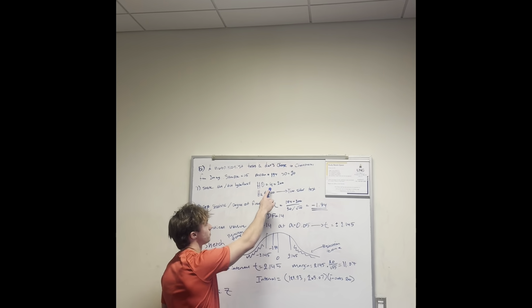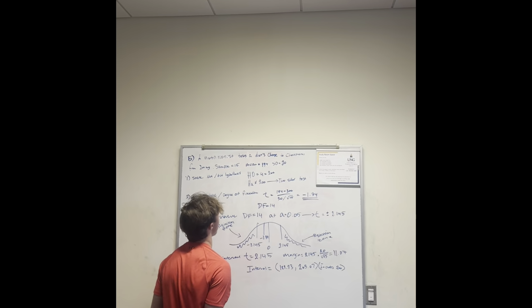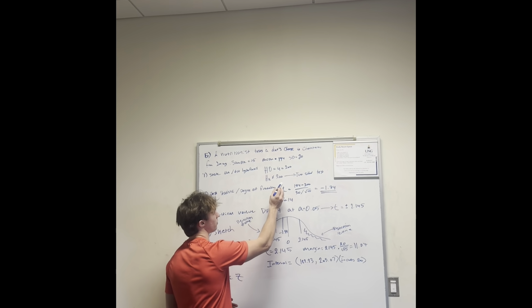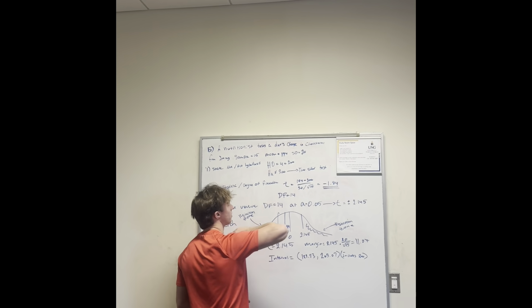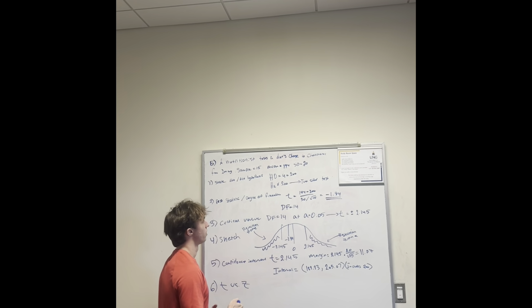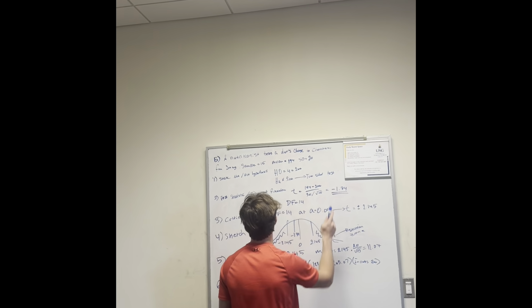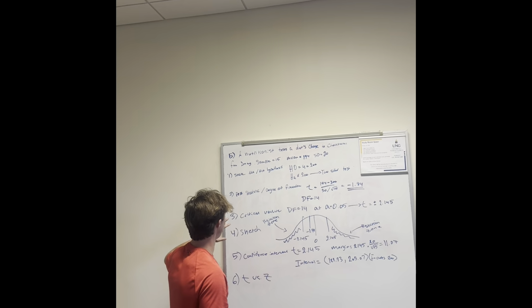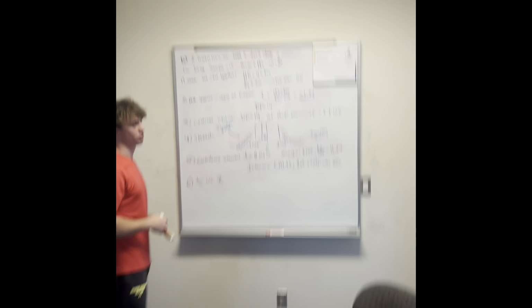So this is our null. We see the mean equals 200, and then for our alternative we have 200, but it has to be not equal to, so that means it'd be a 2-sided test. So number 2, we have the test statistic and the degrees of freedom.